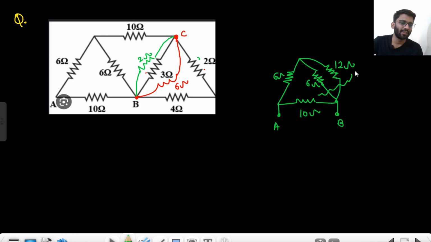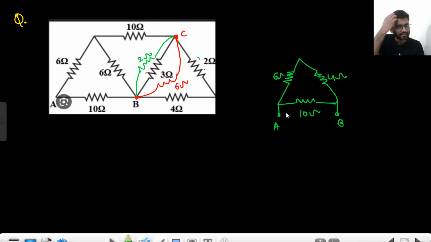Okay, now what will this give me? 12 and 6, it will be 4, I guess. 12 into 6 upon 18, 4, right? So both of them collectively will give me 4 ohm. So I can replace this as 4 ohm only. Now tell me about 6 and 4. Are they in series? Yeah, they are in series, because they will have the same current.